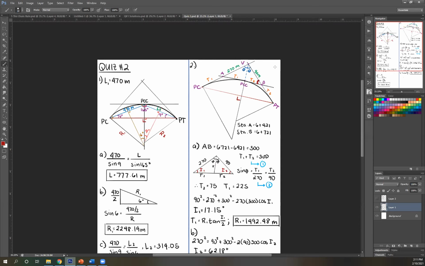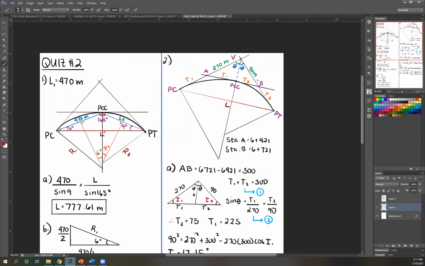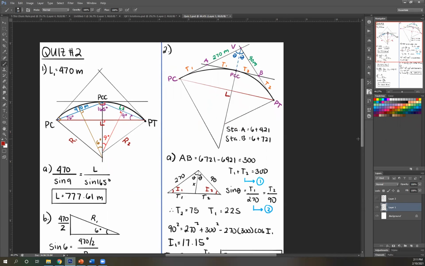And then here, if you look at that angle, this is your second curve. That's your angle of intersection for the second curve. So that's I2. Right. So now using this triangle, we can create a couple of equations.